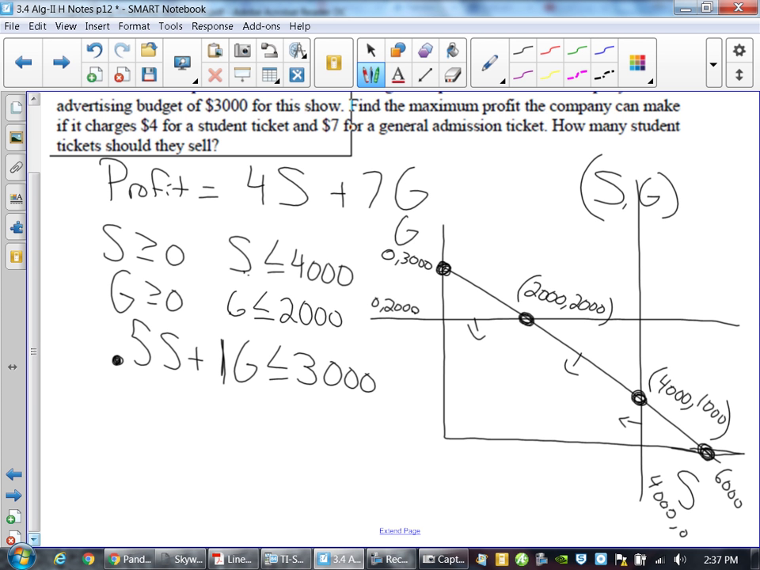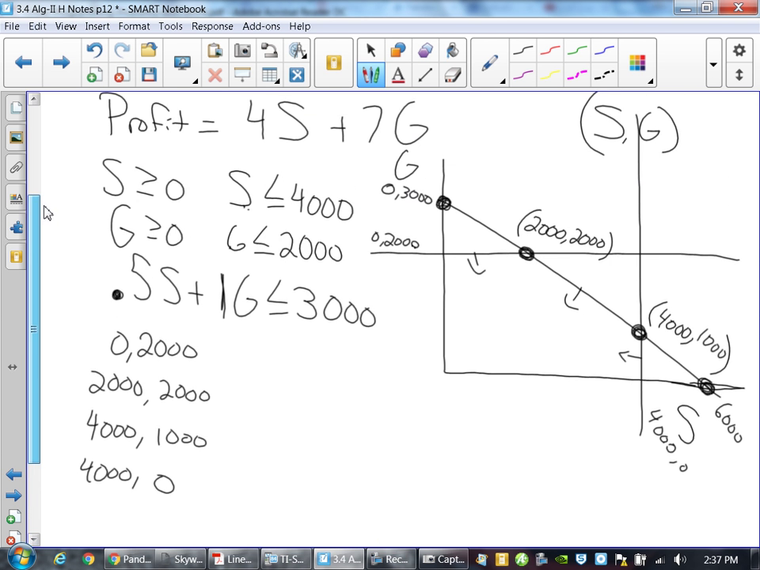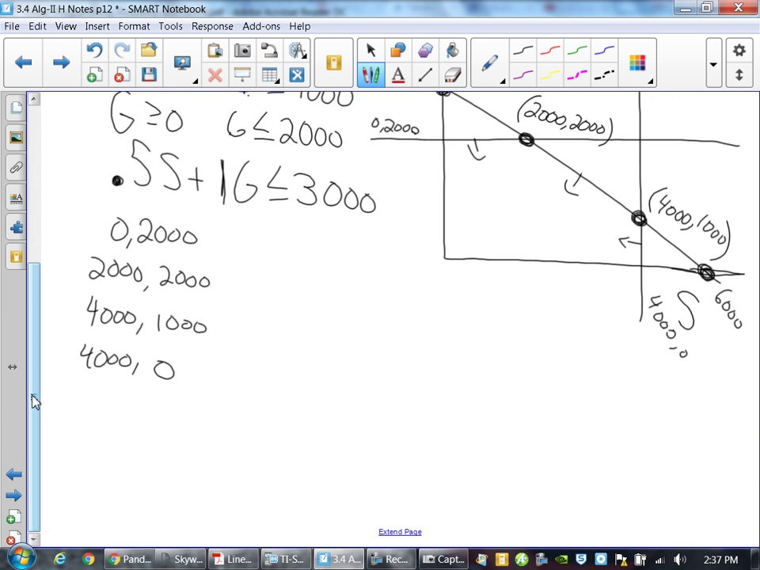So you have your ordered pairs to check then. You have 0 and 2,000, 2,000 and 2,000, 4,000 and 1,000, and 4,000 and 0. And our objective was what? 4S, this is S and G.